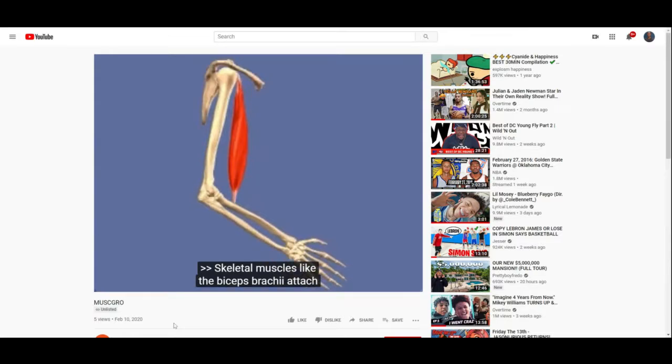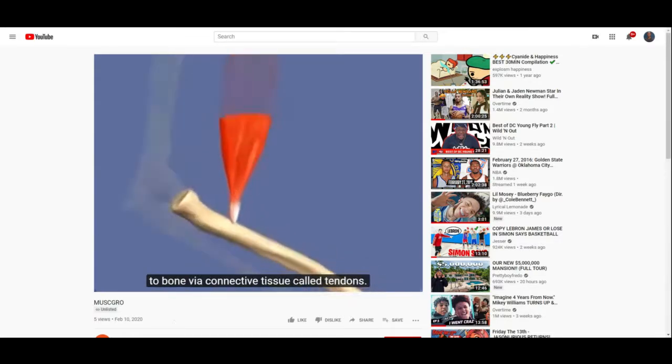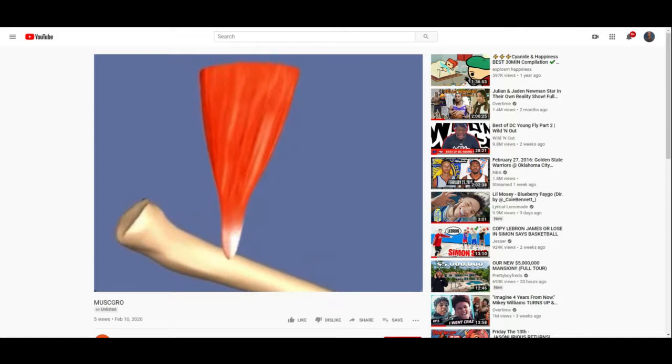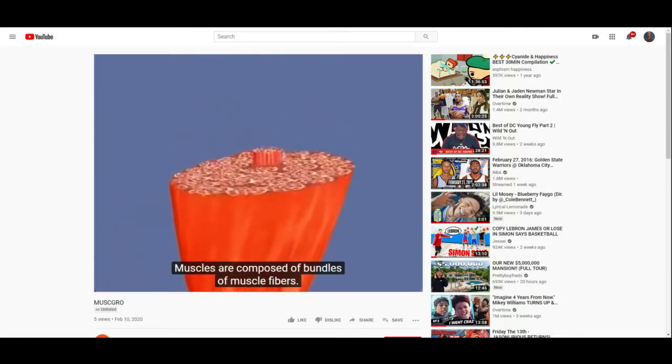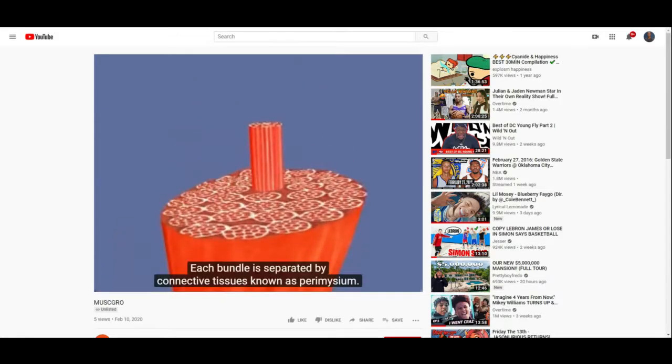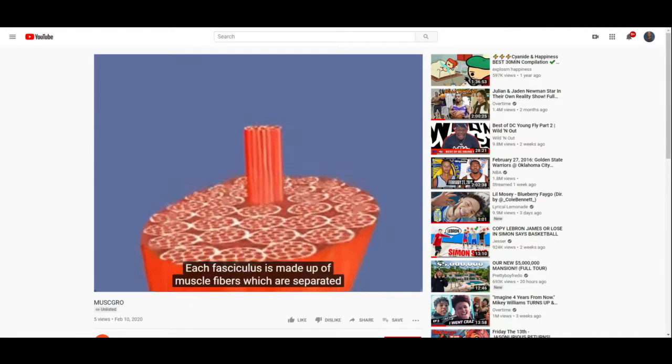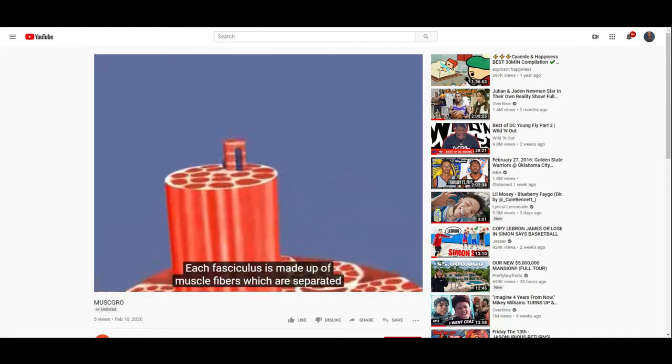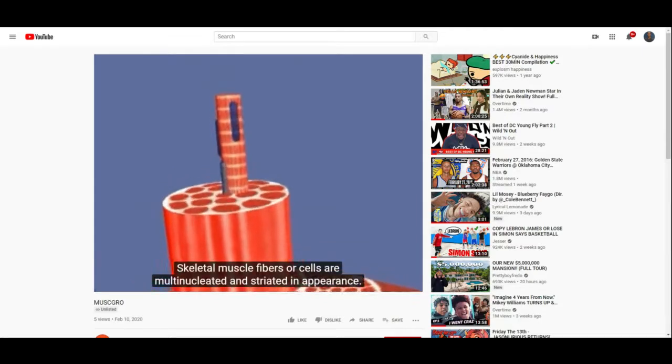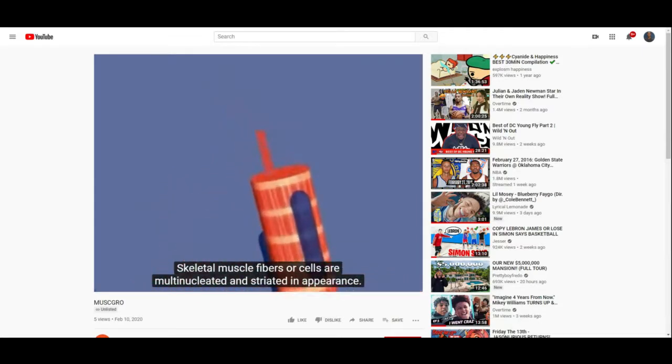Skeletal muscles, like the biceps brachii, attach to bone via connective tissue called tendons. Muscles are composed of bundles of muscle fibers. Each bundle is separated by connective tissues known as perimysium. Each fasciculus is made up of muscle fibers, which are separated by connective tissue called endomysium. Skeletal muscle fibers or cells are multinucleated and striated in appearance.